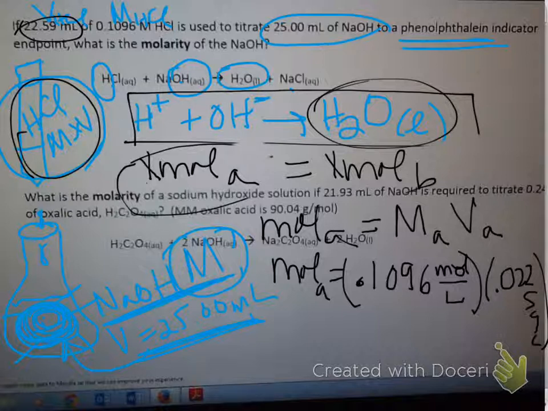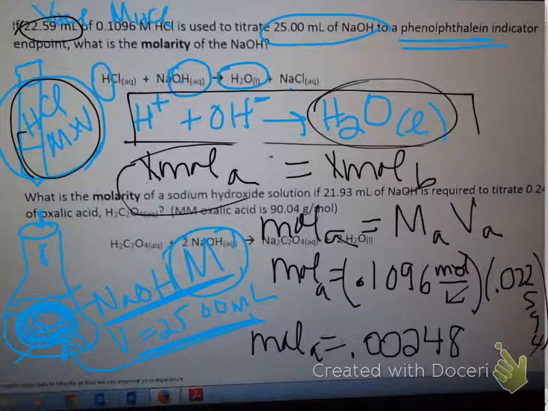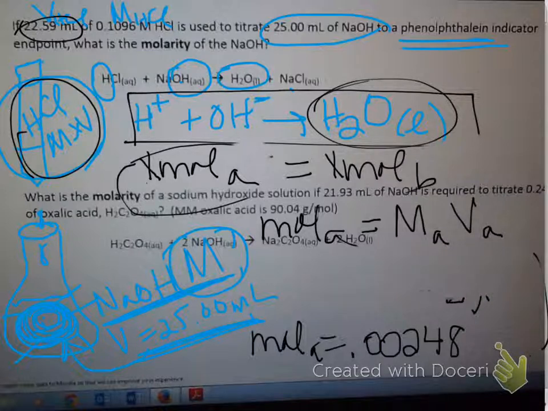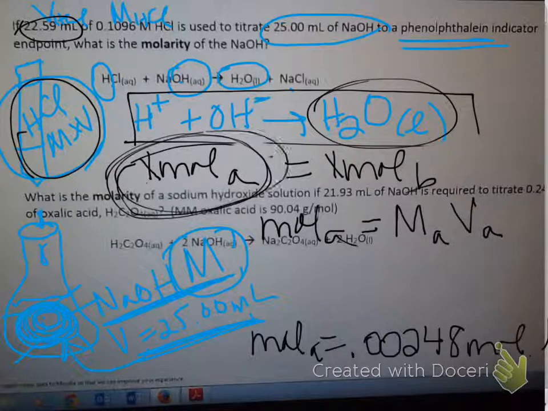All right. So I've got 0.1096 times 0.02259. And the liters cancels out the liters. We get our moles of our acid that's consumed in this chemical reaction, our titrant. And I get 0.00248. I'm just going to round it. Moles of our acid. So the moles of acid that's used is 0.00248 moles.